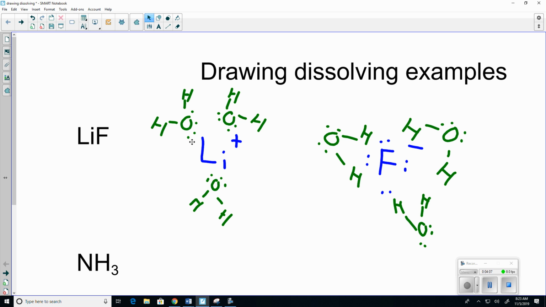It's going to usually take more than 3 waters to surround an ion. However, typically showing at least 3 demonstrates that you understand that water has to completely surround an ion. Day 1 of this unit, we talked about different intermolecular forces. This is an ion dipole attraction. Ion because the ionic charge, dipole because polar molecules and solvents surrounding it.